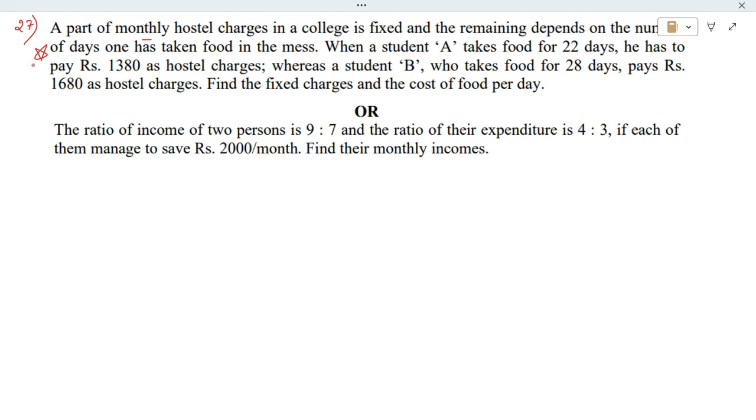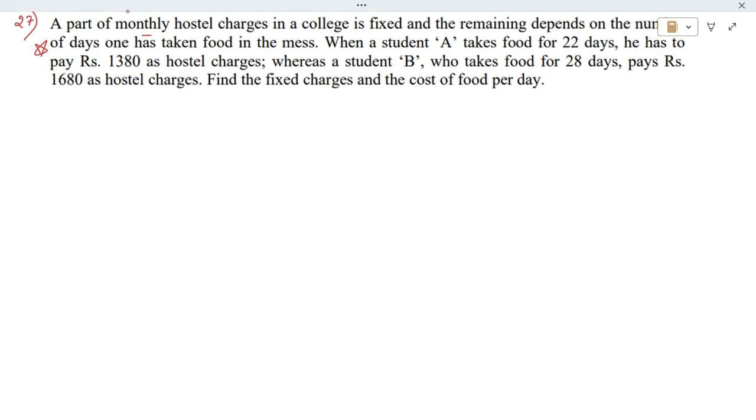Question number 27 has an internal choice. We are going to see the first question. A part of monthly hostel charges in a college is fixed. So let the monthly hostel charge be x. I'm defining with a variable x. So this is fixed, right? And the remaining amount depends on the number of days one has taken food in the mess.